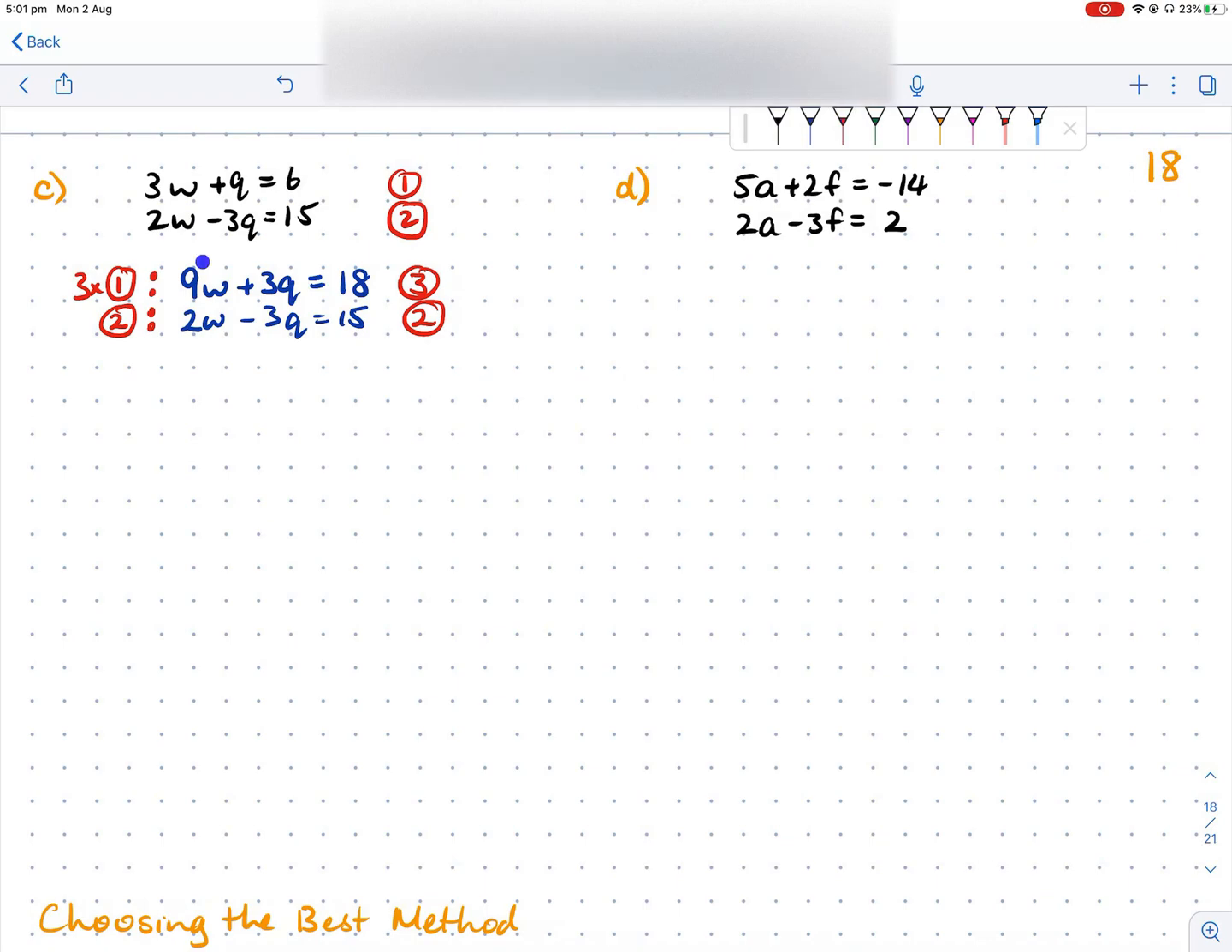So when we're looking at these equations, we can see that the Q's now have the same coefficient but are opposite in sign. So we're going to take equation 3 plus equation 2. When we add that together, we take the W's, add those, so that's 11W. When I add the Q's, they disappear, and then 18 plus 15 is 33. Then we divide by 11, so W is equal to 3. So we found one of the polynomials.